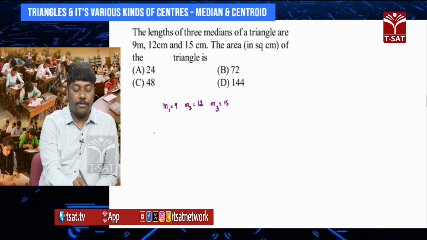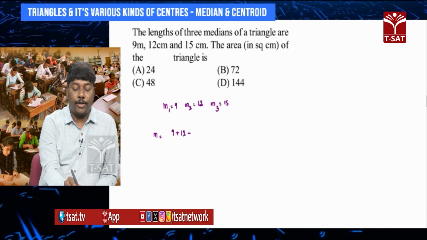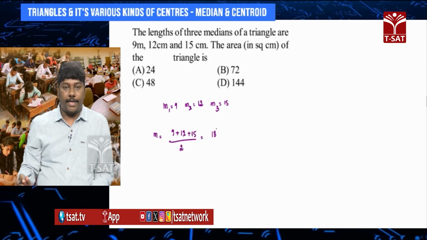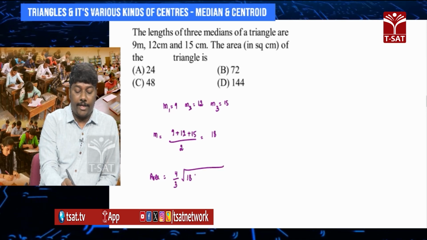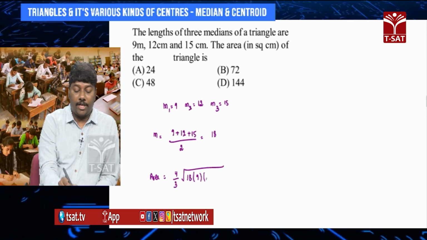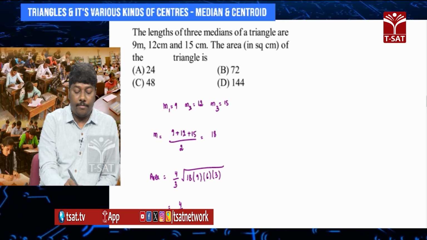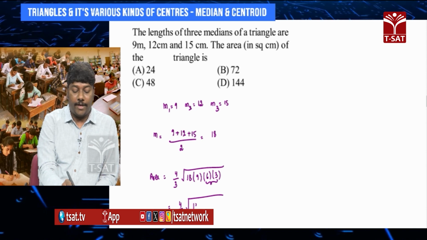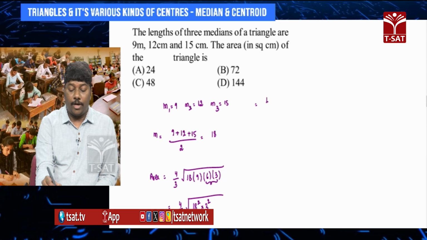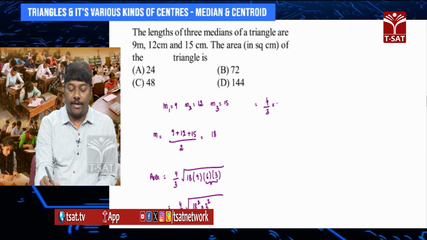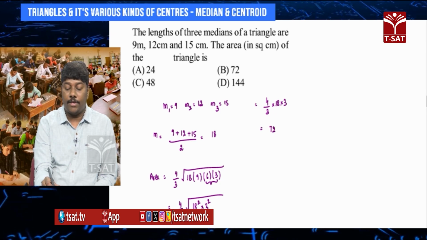When three medians are given, you just try to find out M, which is M1 plus M2 plus M3 by 2, is equals to 36 by 2, which is 18. Then the area is equals to 4 by 3 into under root of M into 18 minus 9 is 9, 18 minus 12 is 6, 18 minus 15 is 3, which is equals to 4 by 3 into 6 into 3 is 18, 18 into 18, 18 square into 9 is 3 square. Overall you get 4 by 3 into 18 into 3. 3 gets cancelled, 4 18s are 72.